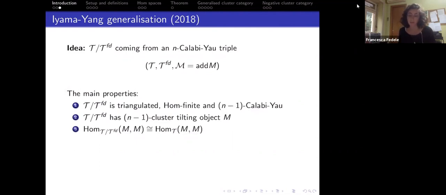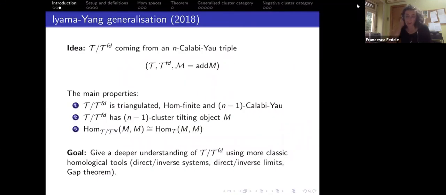My goal was to give a deeper understanding of this property, and the main thing I wanted to do was be able to describe hom spaces over this T over TFD, which looked a bit mysterious to me to start with, by using limits and colimits of hom spaces of the ones in T that hopefully are a bit easier to understand. And the way I did it was by using some more classic homological tools, such as, as I was mentioning, direct and inverse systems, direct and inverse limits, and a gap theorem.